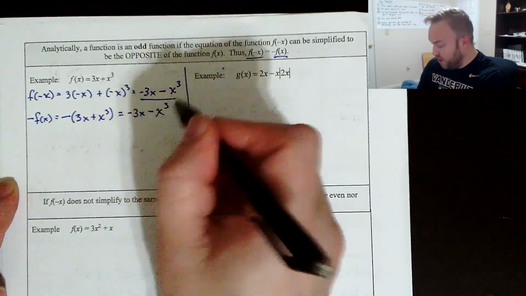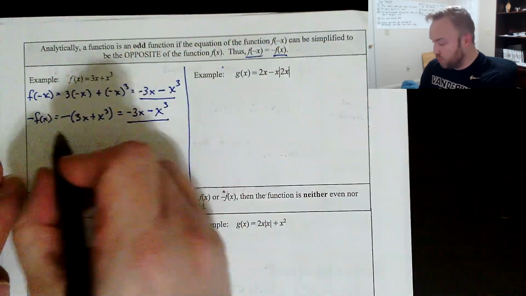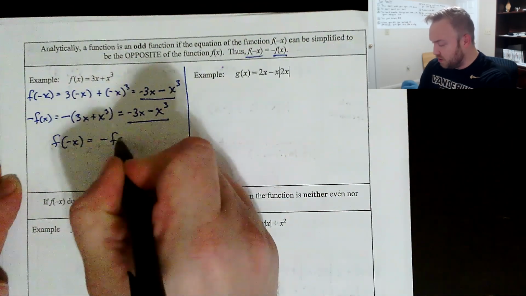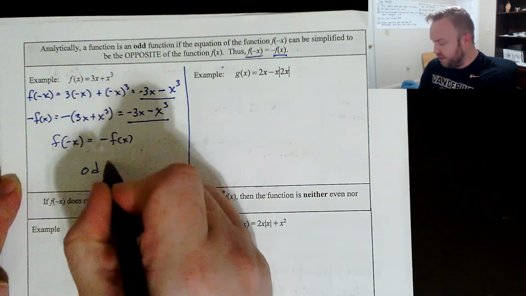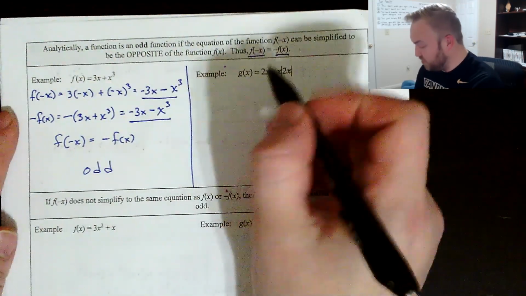And look at those two expressions. They are absolutely the same. So we have shown that f of minus x is equal to minus f of x, and that means that this is a function with odd symmetry. Let's do it with g of x as well.